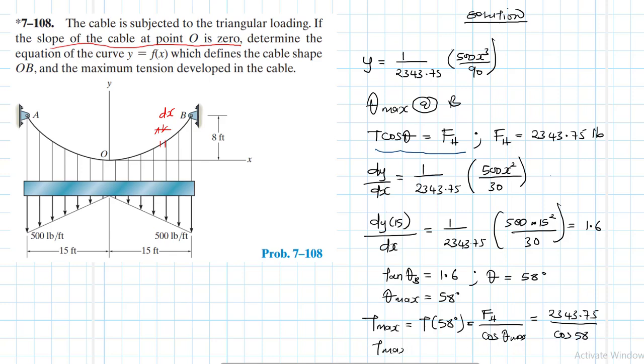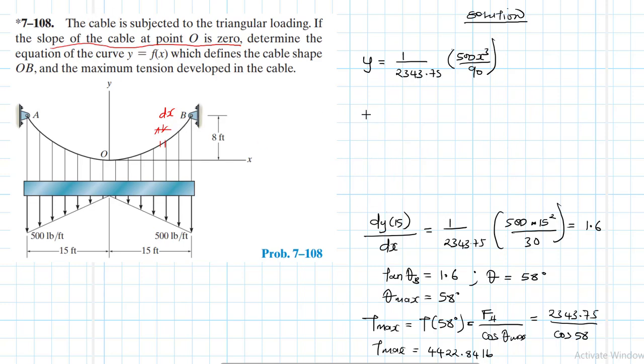T max therefore is equal to 2343.75 divided by cos 58. So we have a value of 4422.84 pounds. Let me check it. 2343.75 divided by cos 58. 4422.84. Okay. So finally, let me write down the summary of the solution.